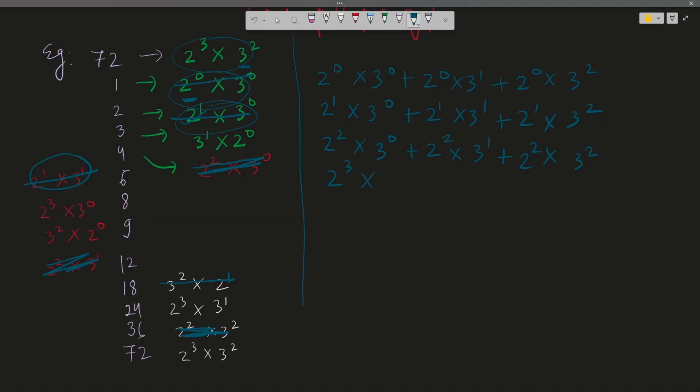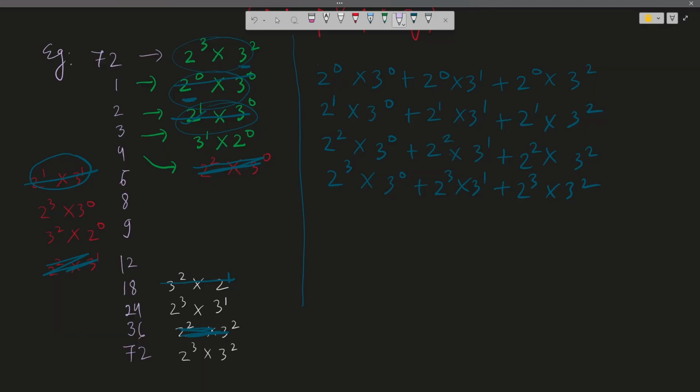Because the highest power of 2 has been achieved here, which is 2 to the power 3. There cannot be any factor having a power of 2 greater than 3 in the case of 72, because in the prime factorization of 72, we get the highest power of 2 as 2 to the power 3. So 2 to the power 3 into 3 to the power 0 plus 2 to the power 3 into 3 to the power 1 plus 2 to the power 3 into 3 to the power 2.